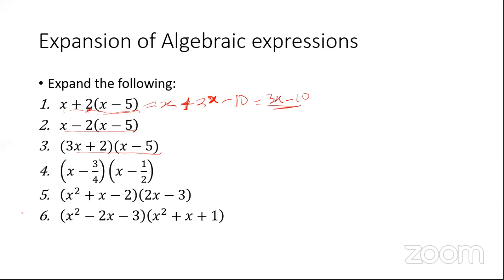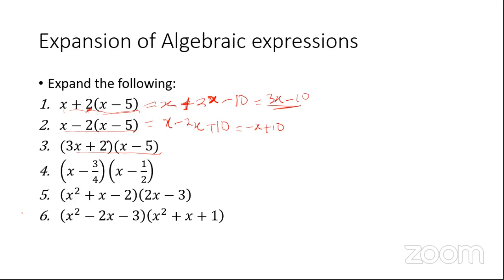So the next one, the same way you are going to do this, but the only difference is that this negative will affect what you have. We still have x as x, then minus 2 multiplied by this will give us minus 2x. Then minus times minus is plus, 2 times 5, 10. So x minus 2x will give us minus x, then plus 10.